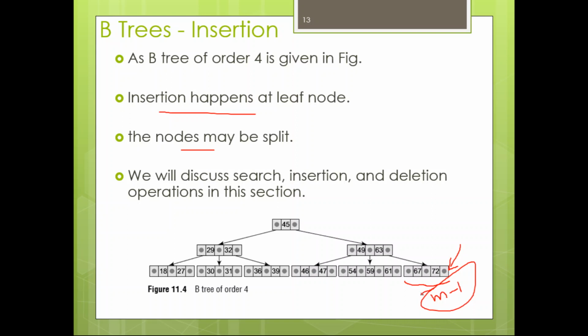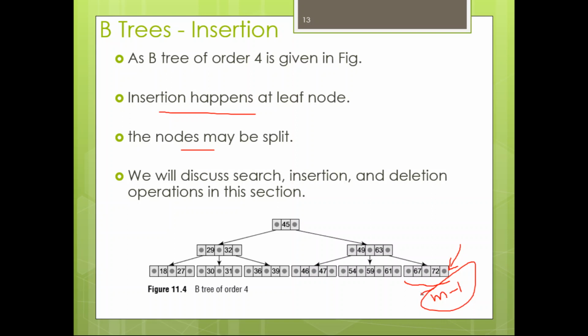If the parent already has m minus 1 key values, it may not accommodate. If the parent has less than m minus 1 key values, it can accommodate this. If the parent already has m minus 1 key values, then again keep it in sorted order, identify the median, and push it to the next parent. This process continues until it reaches the root node.